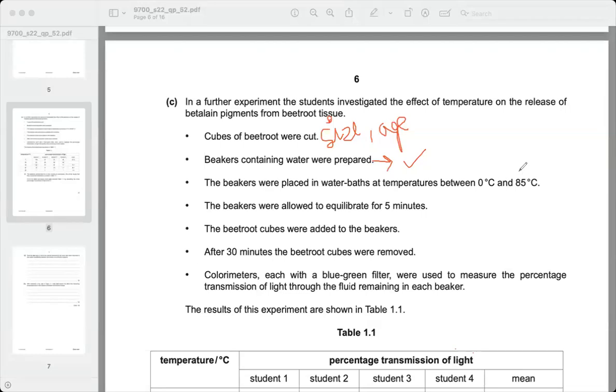That is also correct. The beakers were allowed to equilibrate for 5 minutes. So the beakers were allowed to adjust for about 5 minutes. The beetroots were then added to the beakers.